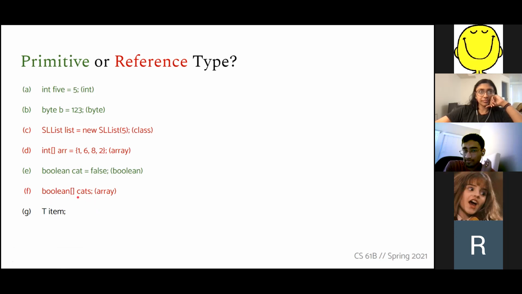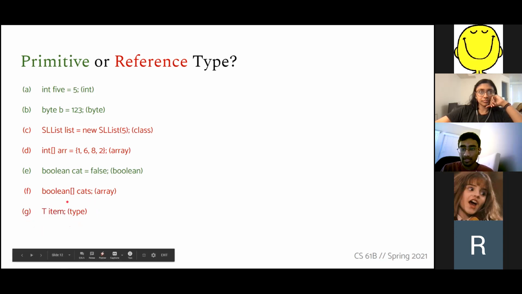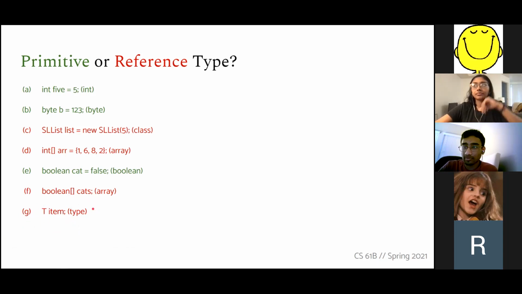And does anyone know the specific subcategory? Oh, I see what you're saying. So it's a reference and then it's also a type variable. Yeah, so this is a reference variable, we know because it's not one of our 8 most basic primitive types, and we know it's generic. Because it's generic, it's a type variable.